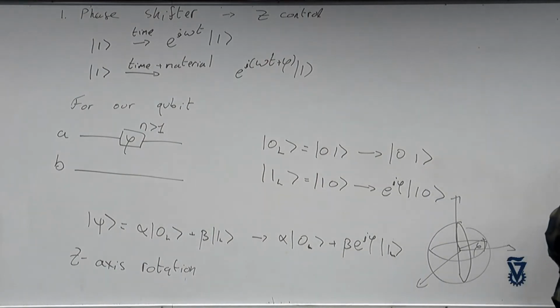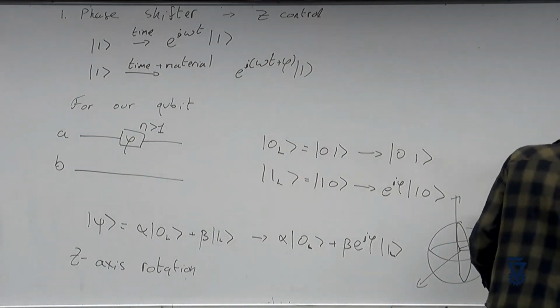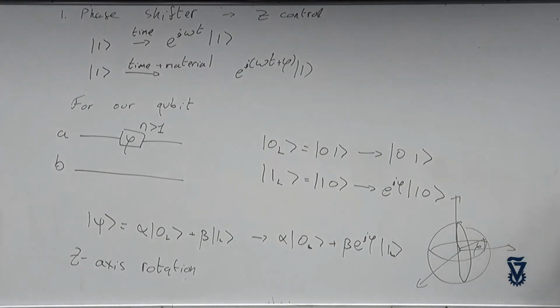So we're going to do this on the next board over here. We're going to talk about the beam splitter, and we're going to see how a beam splitter allows us to do rotations around x and y, basically around the other axes of the Bloch sphere.